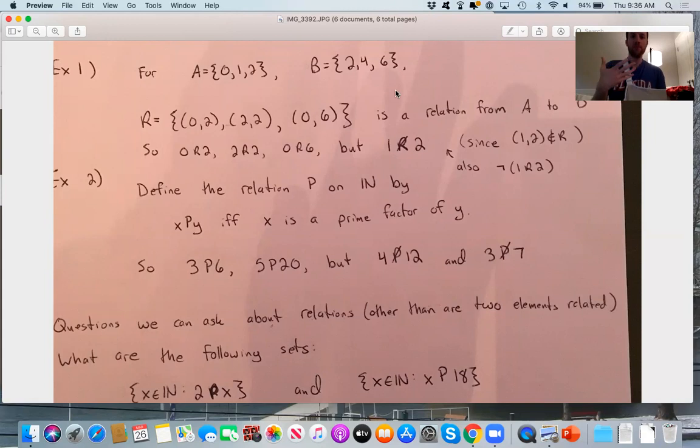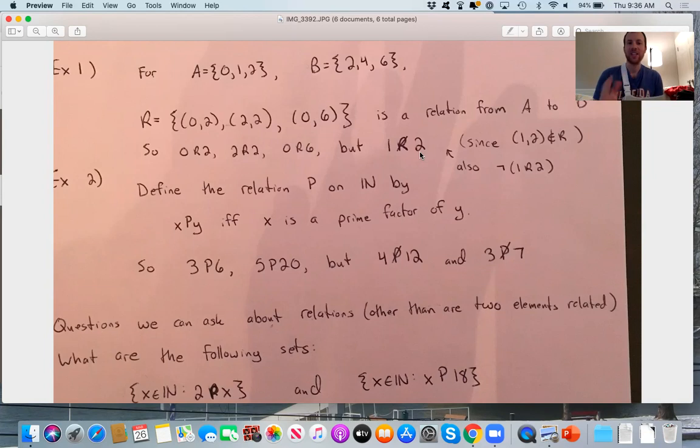And from this kind of writing the relation explicitly out, writing out exactly what ordered pairs there are, we can tell when things are related. So 0 is related to 2, 2 is related to 2, and 0 is related to 6, because we can look and see that those ordered pairs are actually in the relation. But 1 is not related to 2.